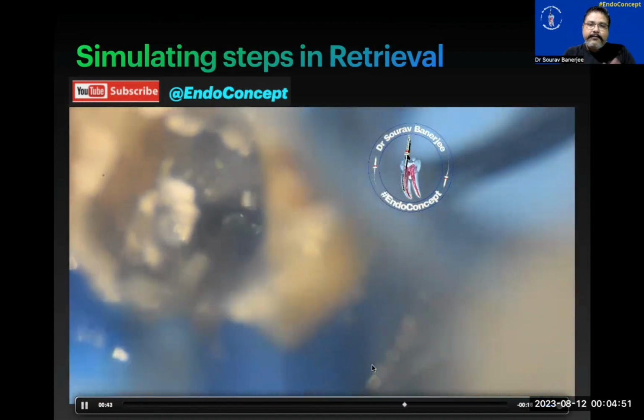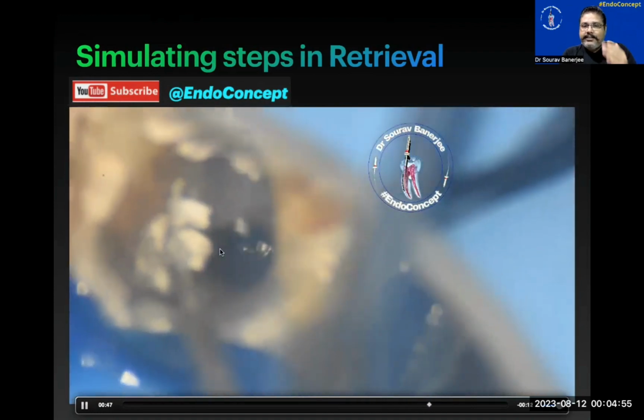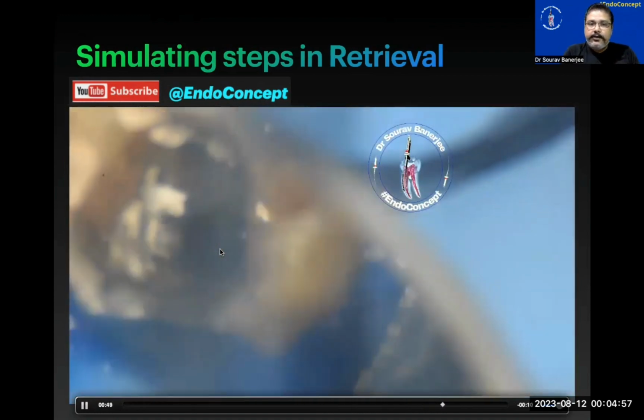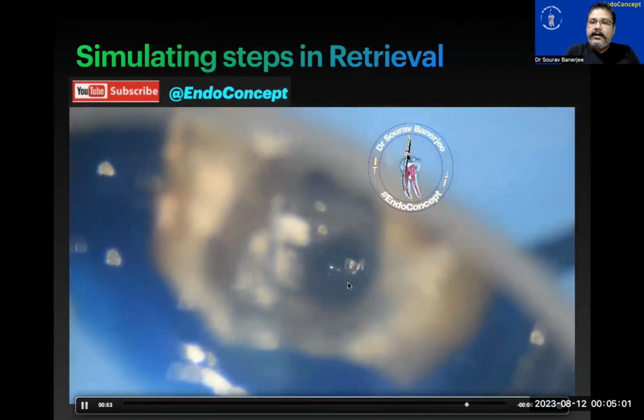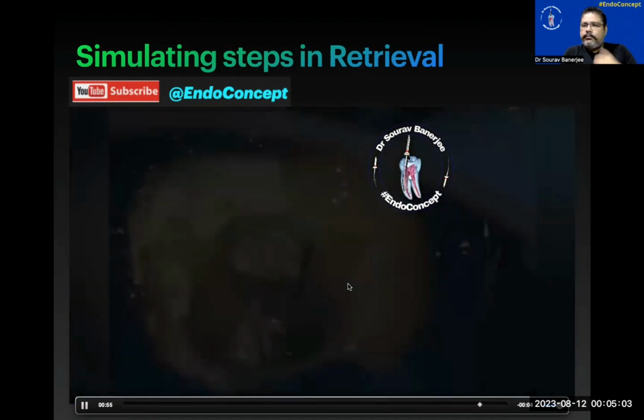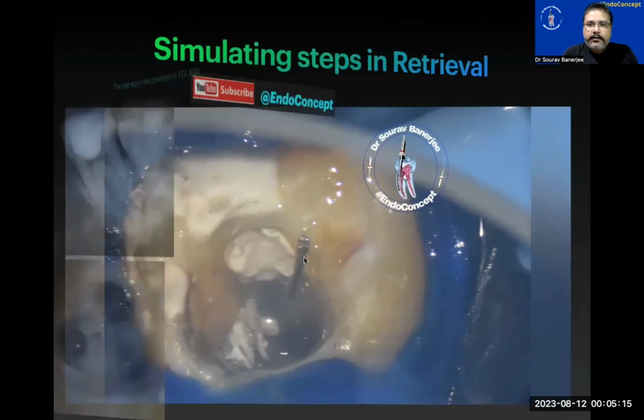So once we have done that, we have placed a tip there and we have activated in the presence of EDTA or silicone oil, and you can see the instrument has popped up in the canal. Just by simple irrigation, the instrument will just float up and it can be easily located in the chamber.